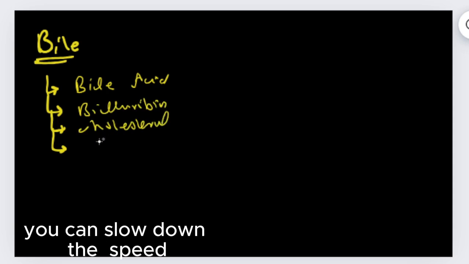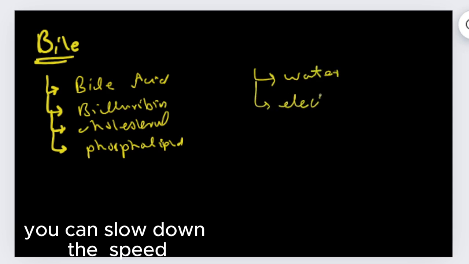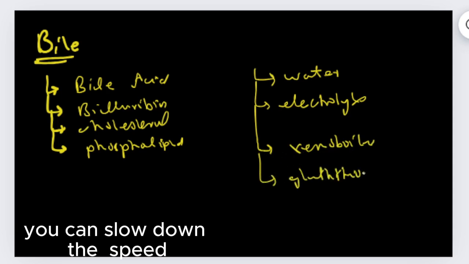So first of all, we will explain bile. Bile contains bile acid, bilirubin, cholesterol, and phospholipid. It also contains water, mostly water. Also electrolytes and xenobiotics. These are contained in the bile.